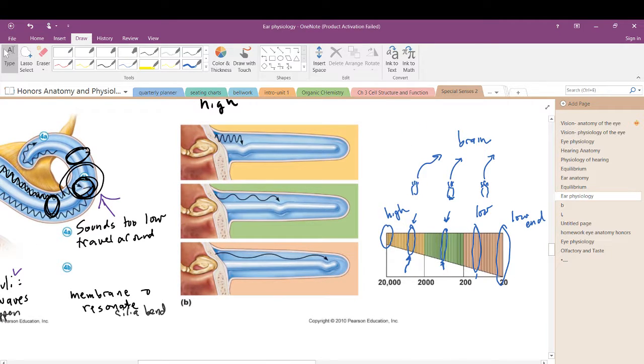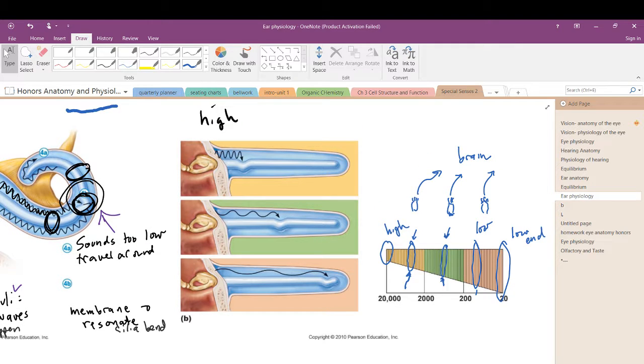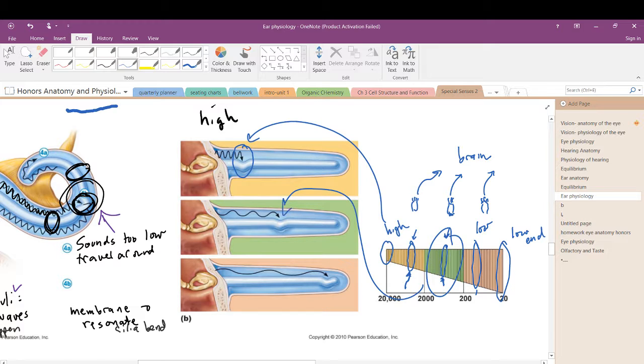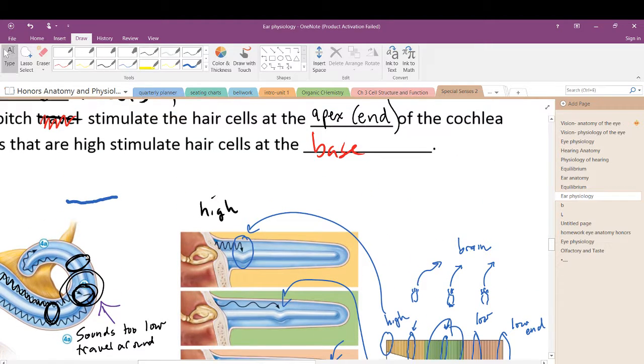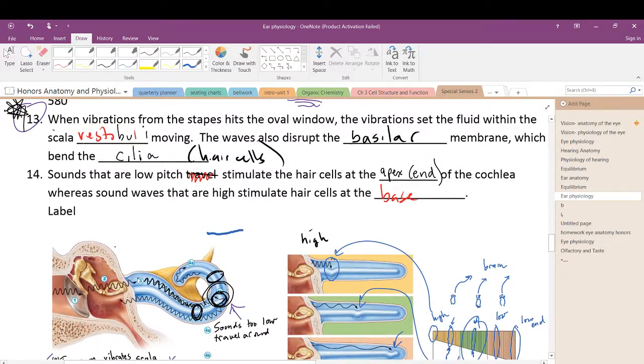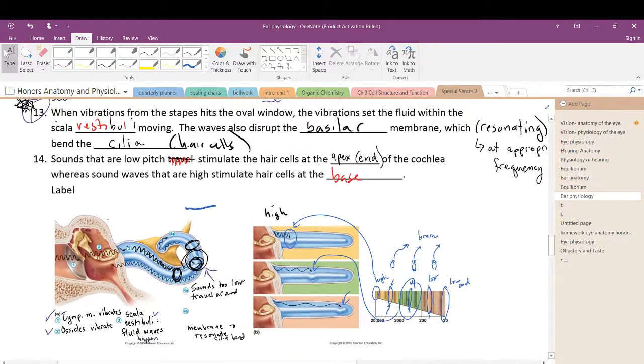Now, what does this look like over here? Well, here's our cochlea run out, or unrolled. The high frequencies would be resonating this area that corresponds to that one. And then if we take our middle area, that would correspond to that area in the cochlea right there. And then the low note would be at the very end. So here it is in a nutshell. Sounds that are low in pitch stimulate the hair cells at the end of the cochlea, whereas sound waves that are high stimulate the hair cells at the base. And so the complexity, the combinations, will then give us the sounds that we know.